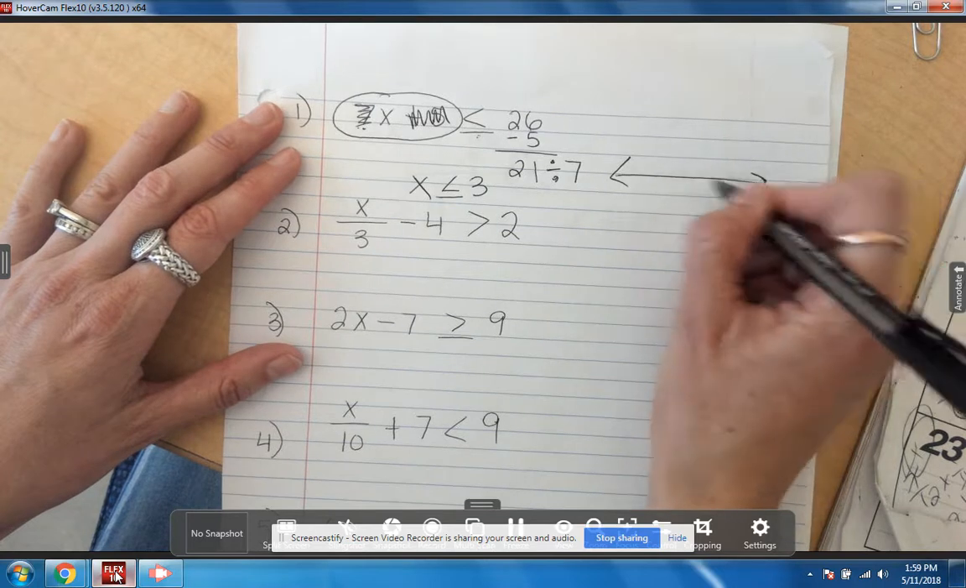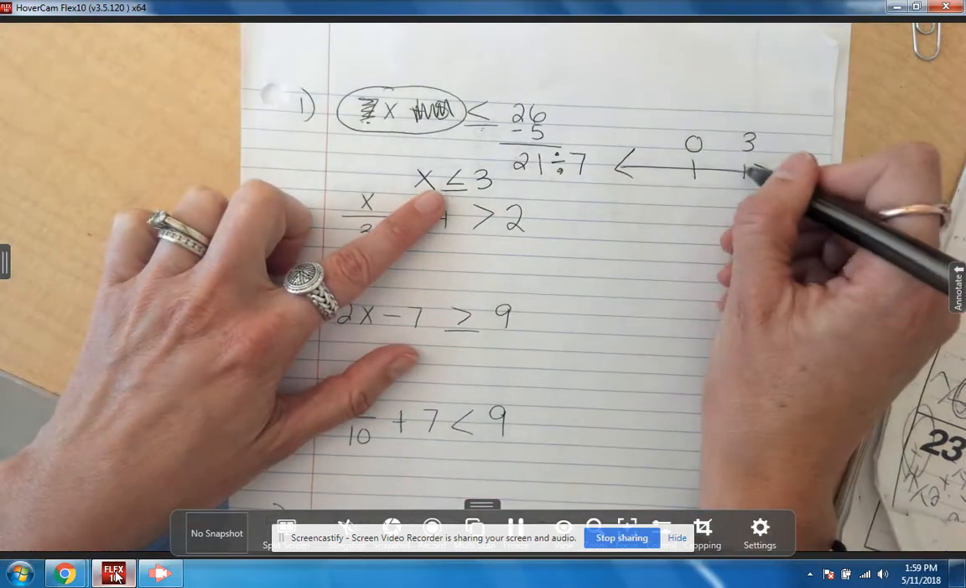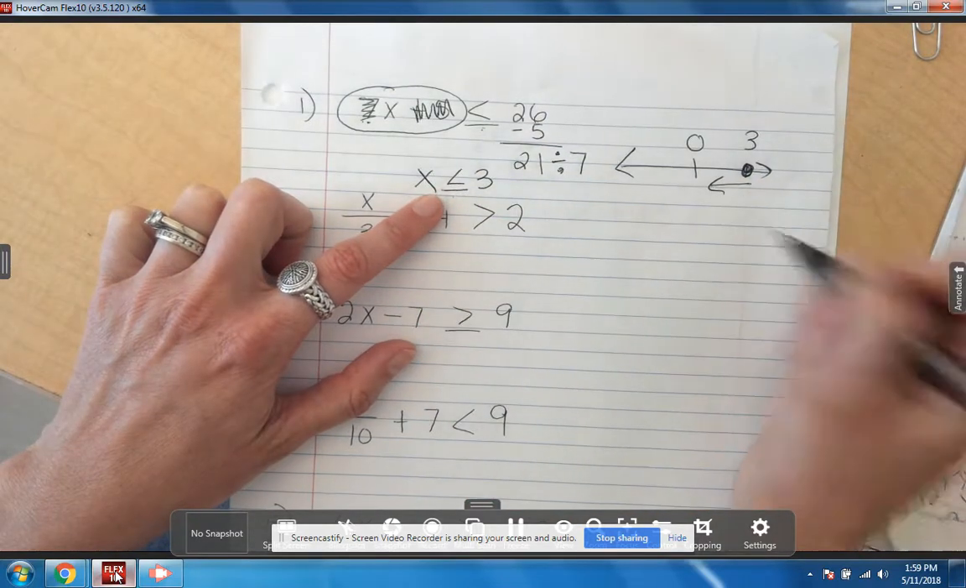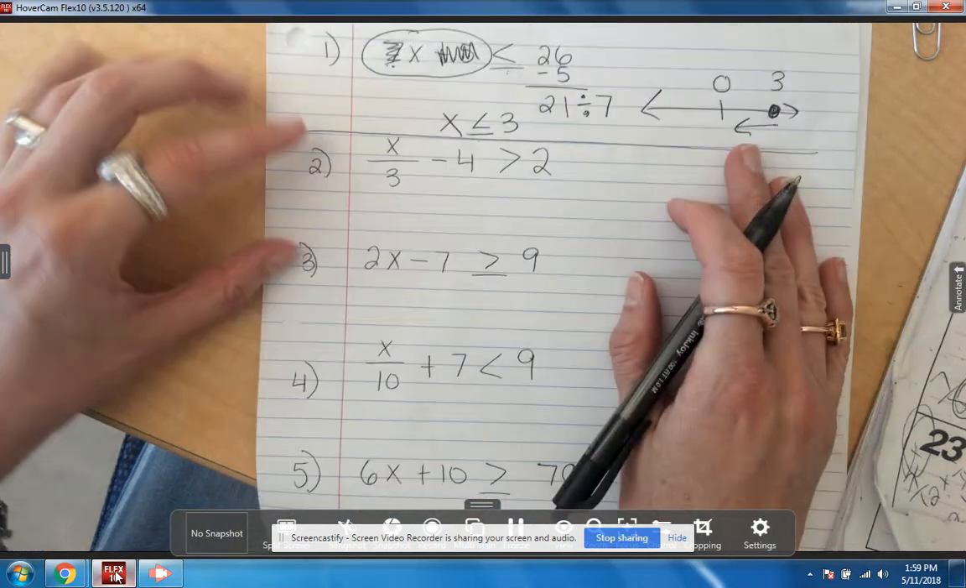When I go to graph this, I put a 3. This has part of an equal sign, so closed dot. This is pointing to the left, so arrow pointing to the left. Okay, let me try one more, and then I'm going to give you guys some to try.